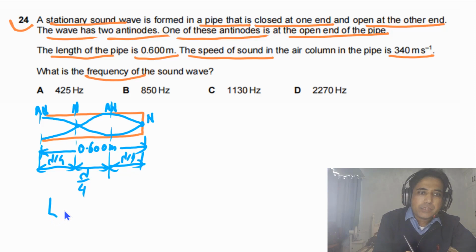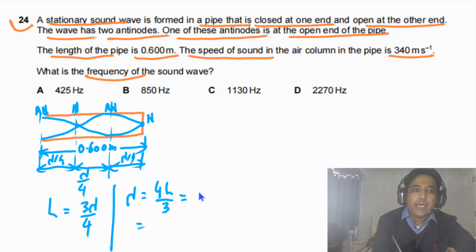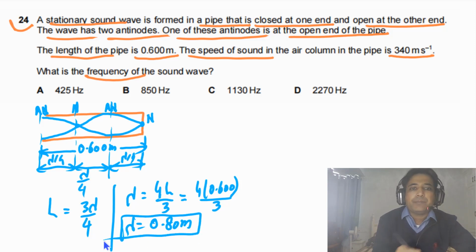So it means in this case L is equal to 3 lambda by 4. Simply we can say lambda in this case is equal to 4L divided by 3. Value of L we have, that is equal to 0.600 divided by 3. So if we solve this one, we will get 0.80 meters. So this is the value of lambda.